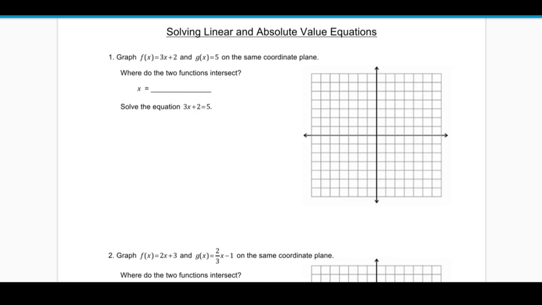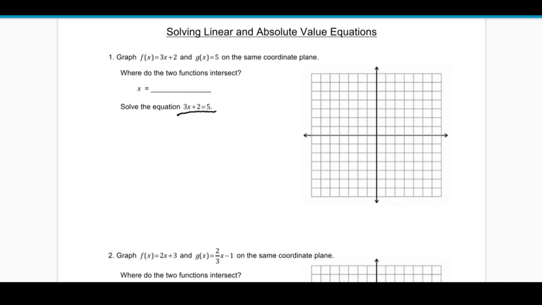Hey everybody, in this video we're going to solve linear and absolute value equations, but we're going to do it kind of interestingly. We're going to compare the graphs and how they relate to this equation. So right here is a linear equation, and that's because it has x to the first power. That's what makes it linear.